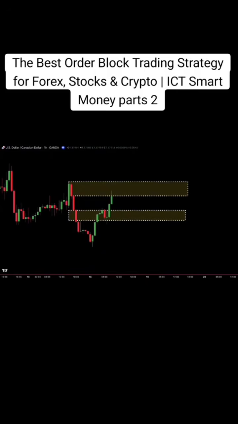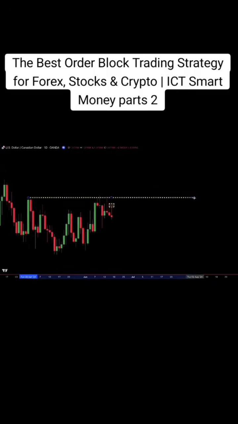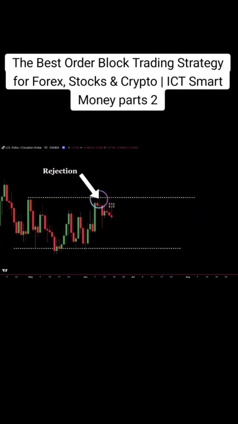But before pulling the trigger, we need to confirm whether this setup aligns with the higher time frame bias. Let's move up to the daily chart. On the daily time frame, the market is ranging. Notice how it was recently rejected from a resistance level, creating what we call a liquidity sweep.